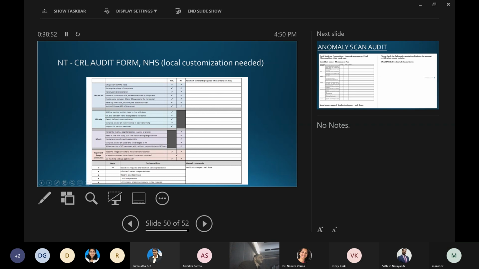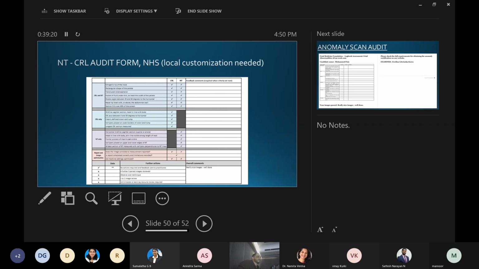If there is no further action required, that is the scan was done well, then you can give a review like this: really nice images, well done. That means their images are near to 100% acceptable. So if that is not the case, then a further 3 paired images should be reviewed for that particular radiologist or the individual who has done the scan.